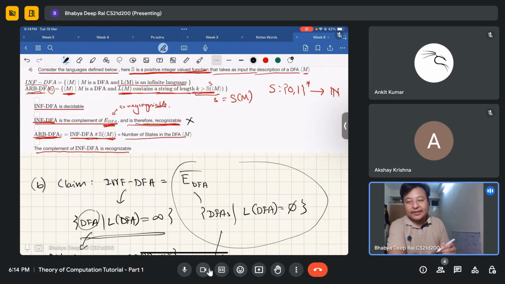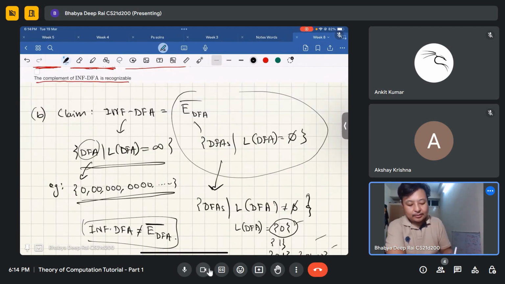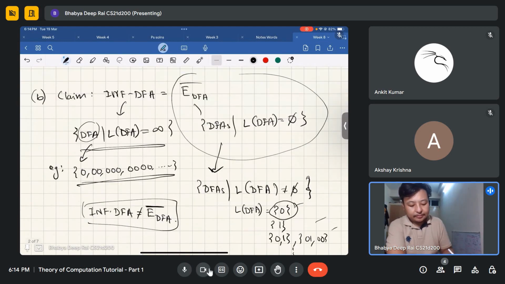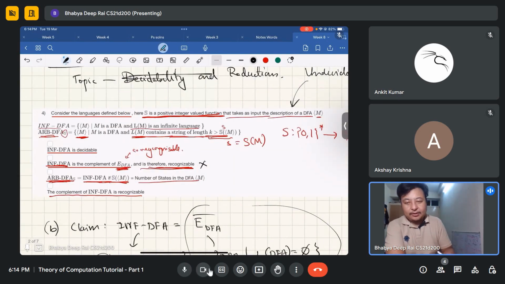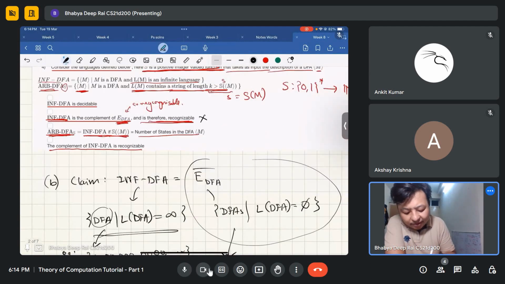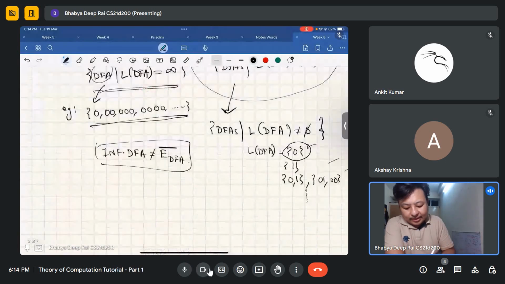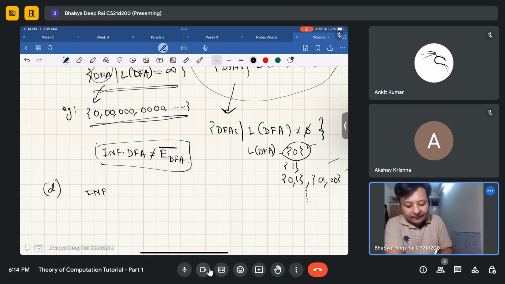They are saying infinite DFA is a complement of eDFA. So, oh sorry, eDFA complement. So therefore, recognizable. That is wrong. Next, we'll look at this one. Okay, let's do a simpler one. The complement of inf DFA is recognizable. Now let's look at D. So complement of inf DFA. What is the complement of inf DFA?